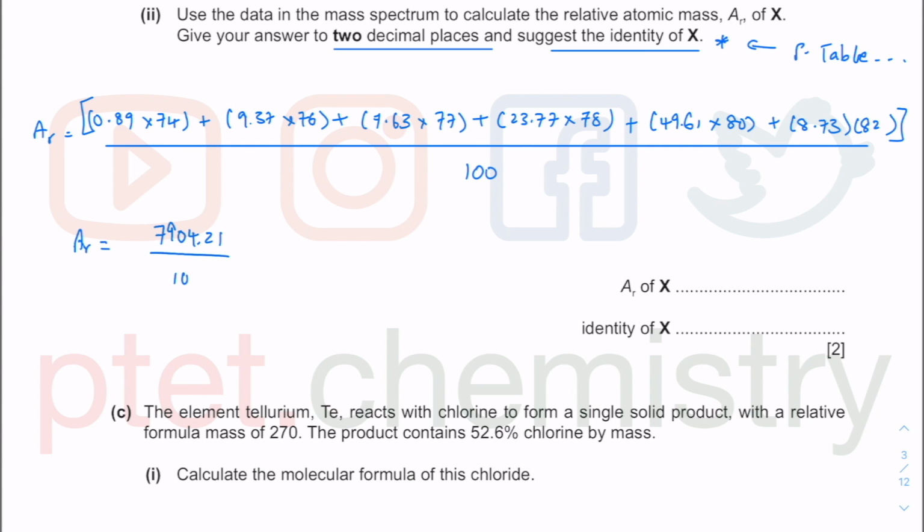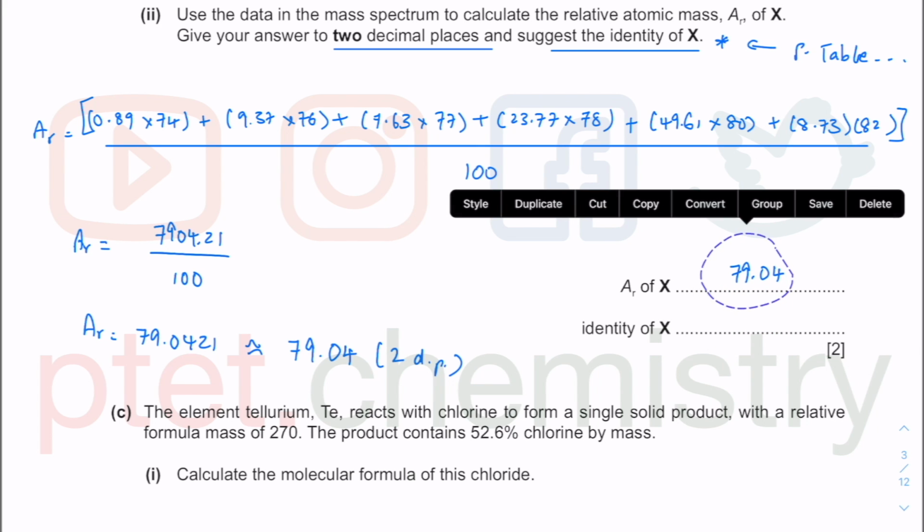7904.21 divided by 100. I could roughly tell my answer is correct because my mass numbers are very close to 79 and 80 and also 78, where I have a lot of 80 and a lot of 78. So it makes sense the average is around that region. So 2 decimal places, so 79.04, as required in the question. Oops, that should be the Ar value.